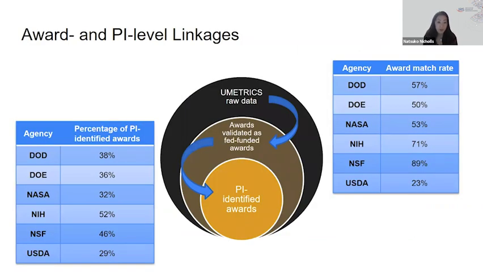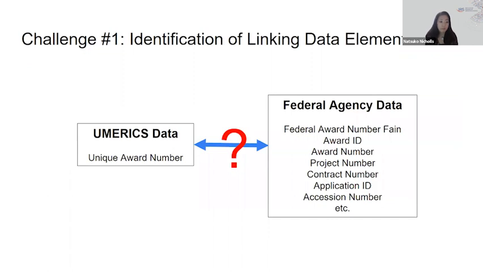This shows match rate and the proportion of PI identified awards from the IRIS-UMETRICS data. As you see, you probably wonder why some agencies have relatively low match rates. Well, we continue to encounter some challenges, although we've been improving our record linkage algorithm and results. So I'll show you why we continue to face challenges.